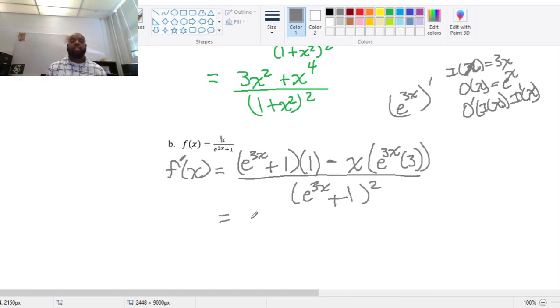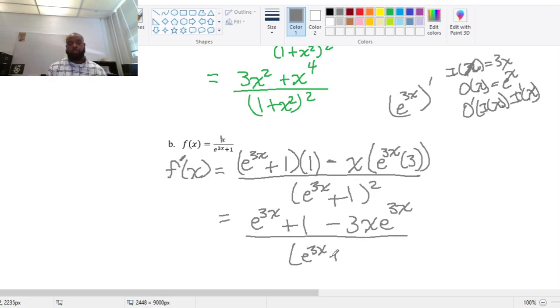When I multiply by 1, I get the same thing, right? So my numerator, e to the 3x plus 1 minus, this is just all multiplication. I'm just going to bring this 3 out front. So I'll say minus 3x e to the 3x. Now, it looks like you can combine this last term with this first term, but you can't because there's an x here. So this is completely simplified. And so that is my derivative using the quotient rule.